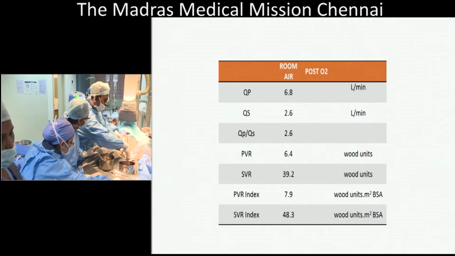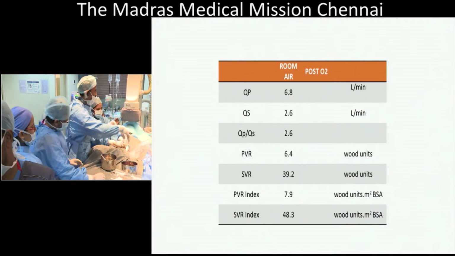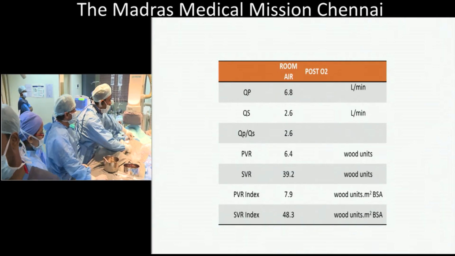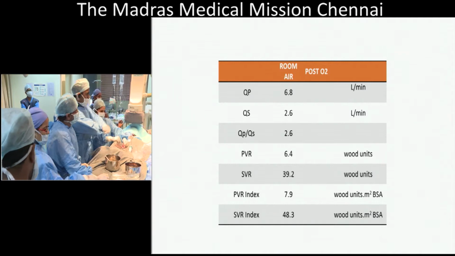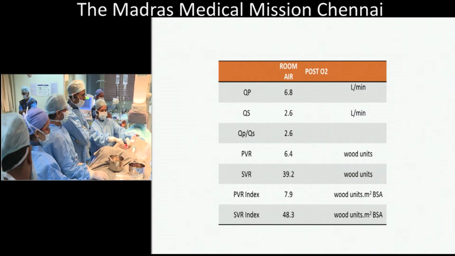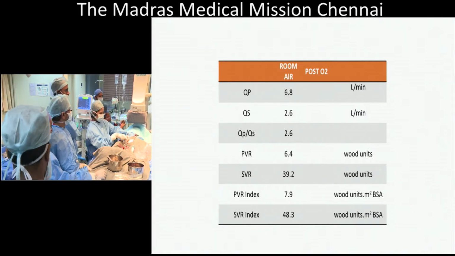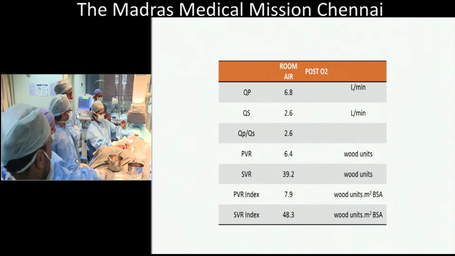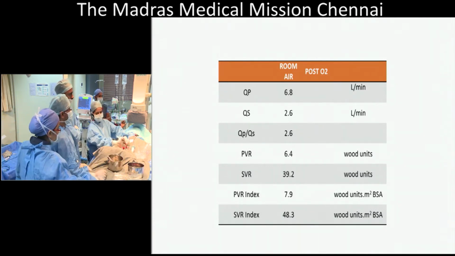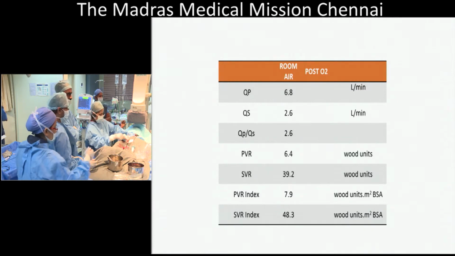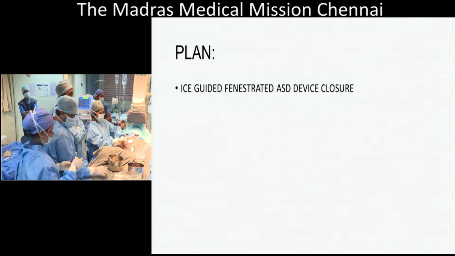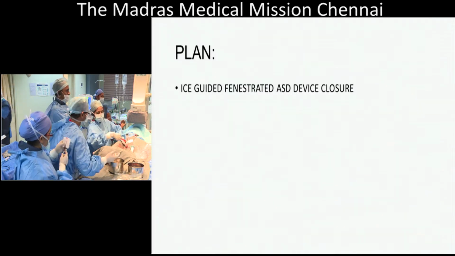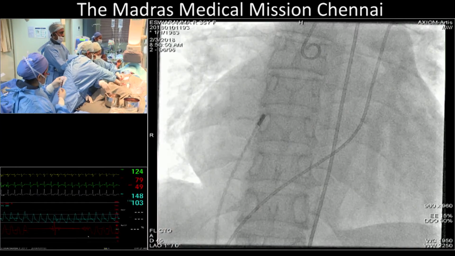So basal Qp is 6.8 liters per minute, Qs is 2.6 liters per minute, Qp:Qs is 2.6, PVR is 6.4 Wood units, SVR is 69.2, PVRI is 7.9 Wood units per meter square, and SVRI is 48.3 Wood units per meter square. So the plan is ICE-guided fenestrated ASD device closure after an oxygen study.